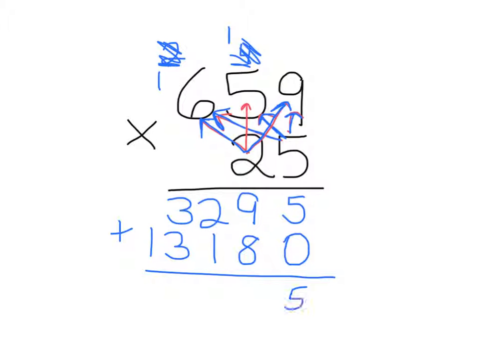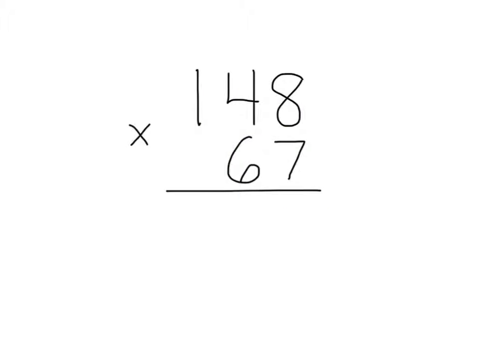5 plus 0 is 5, 9 plus 8 is 17, 1 plus 2 plus 1 is 4, 3 plus 3 is 6, and 0 plus 1 is 1. 16,475. Let's try another one.